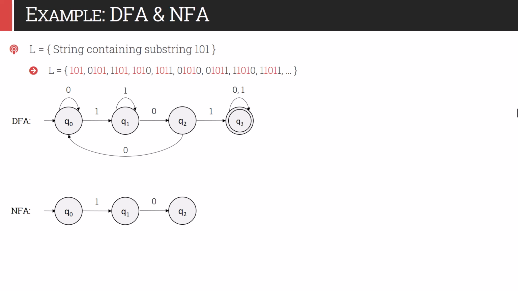For the NFA, first we'll construct the NFA for 101. Since 101 is a substring, before this we can read anything, and after this we can read anything. So this is the NFA for the language of strings containing substring 101. This NFA will produce all the strings which the previous DFA is generating, but the construction is very, very simple.